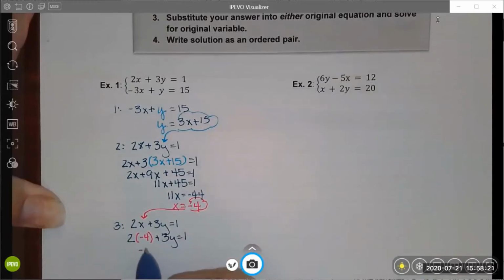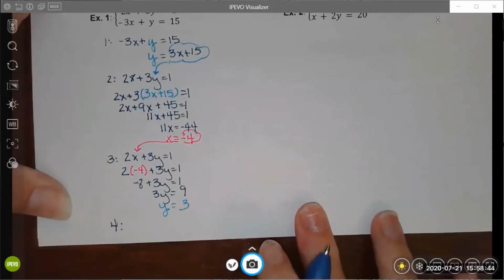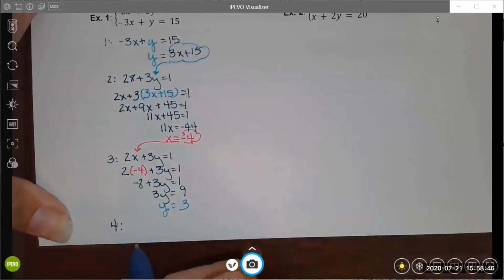This is -8 plus 3y. I add 8 to both sides. I end up with 3y equals 9. So I finally conclude, I'm going to go back to y equals, divide by 3, y equals 3. Step number 4 says write my solutions as an ordered pair.